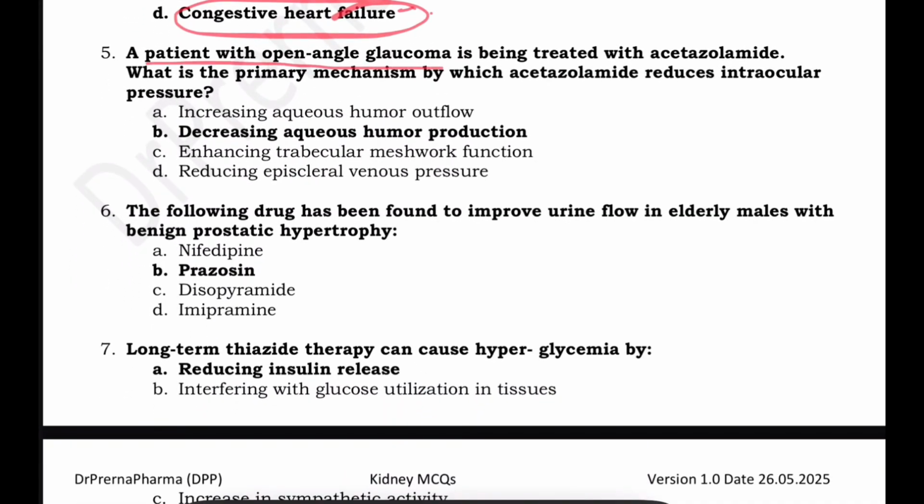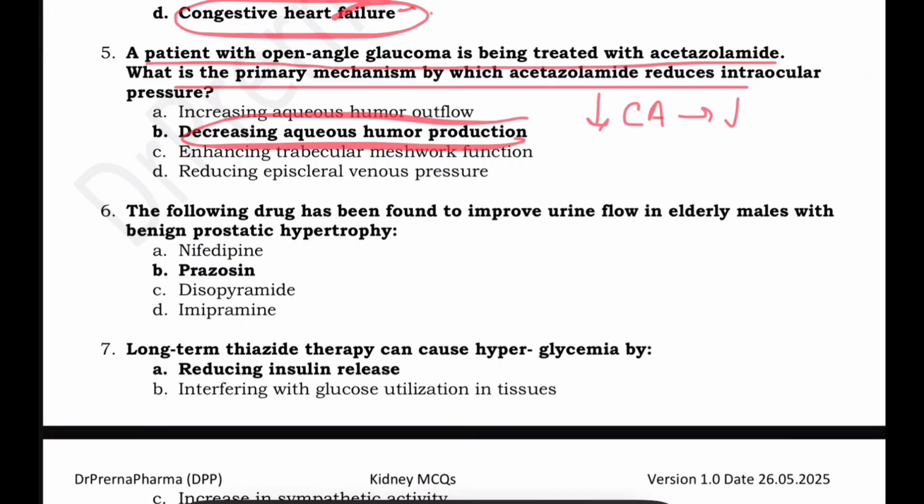Then a patient with open angle glaucoma is treated with acetazolamide. Now acetazolamide is being given for glaucoma. What is the primary mechanism? Acetazolamide is basically a carbonic anhydrase inhibitor. It decreases the aqueous humor production. It inhibits the carbonic anhydrase, leading to decreased production of aqueous humor, right? So this is how it acts. Now site of action is mainly proximal tubular epithelial cells and the collecting ducts.